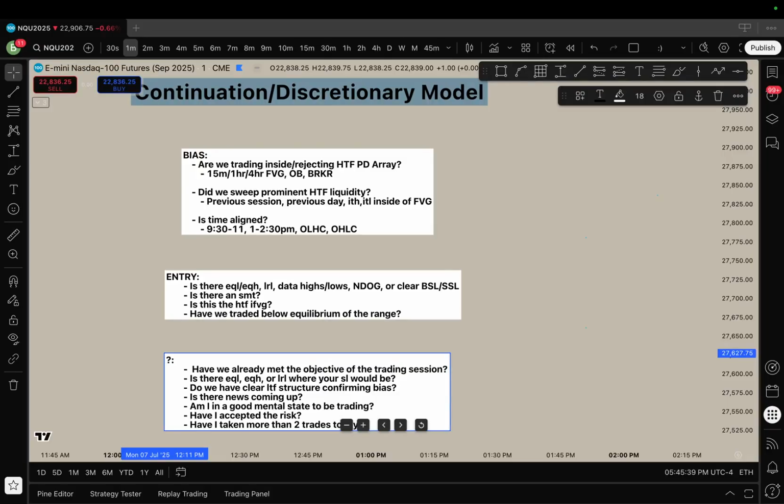Or 3, just conditions are not high probability. And it's just most likely going to be choppy. And you might just not be trading with your edge also.